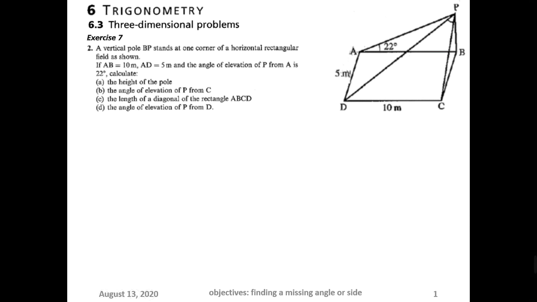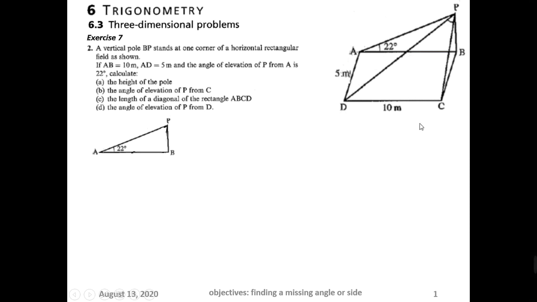If AB is equal to 10, AD is equal to 5, and the angle of elevation of P from A, that's how we determine it, of P from A, is 22 degrees. Now, they want us to calculate the height of the pole, which is PB.